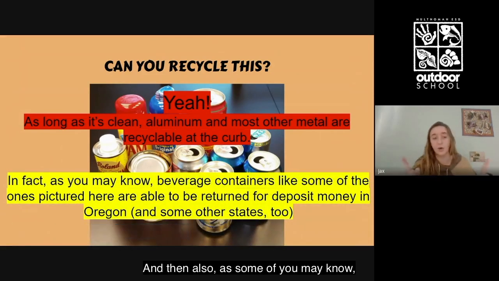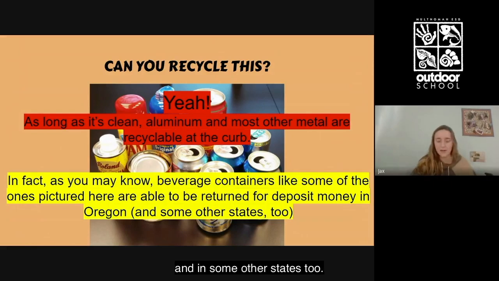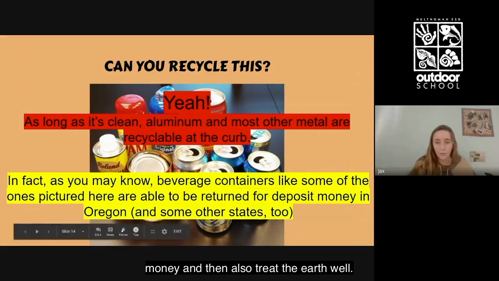And then also, as some of you may know, beverage containers, like some of the ones pictured here, are able to be returned for deposit money in Oregon and some other states too. So that's always a nice way to earn a little money and then also treat the earth well.